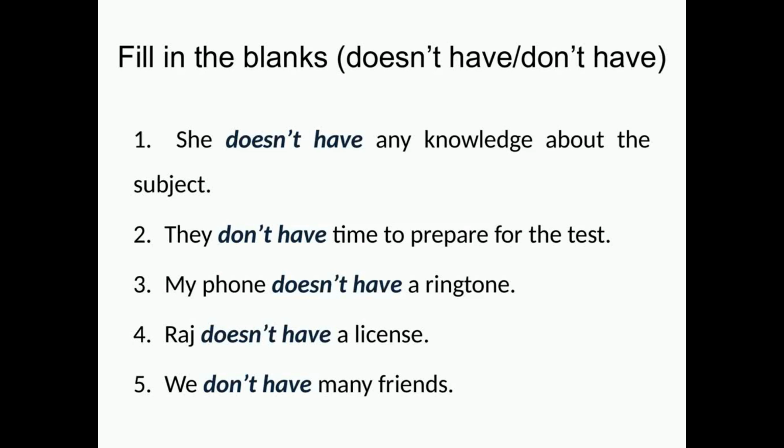In the third sentence, we use doesn't have as the noun phone is a singular noun. My phone doesn't have a ringtone. In the fourth sentence, we use doesn't have as Raj, the subject, is a singular noun. In the fifth sentence, we use don't have as we, the subject, is a plural pronoun.